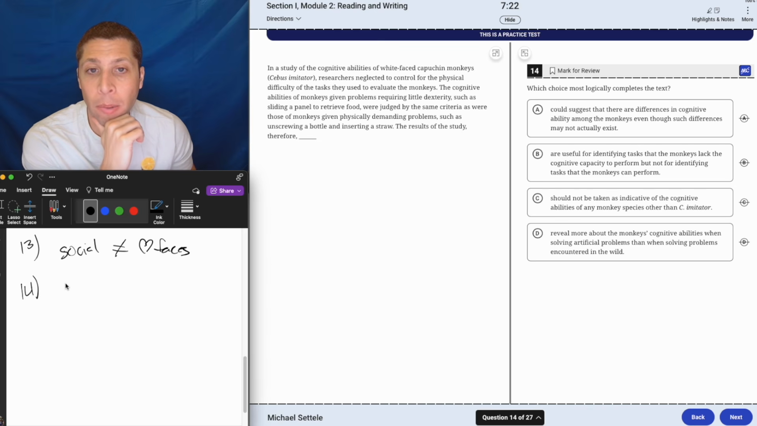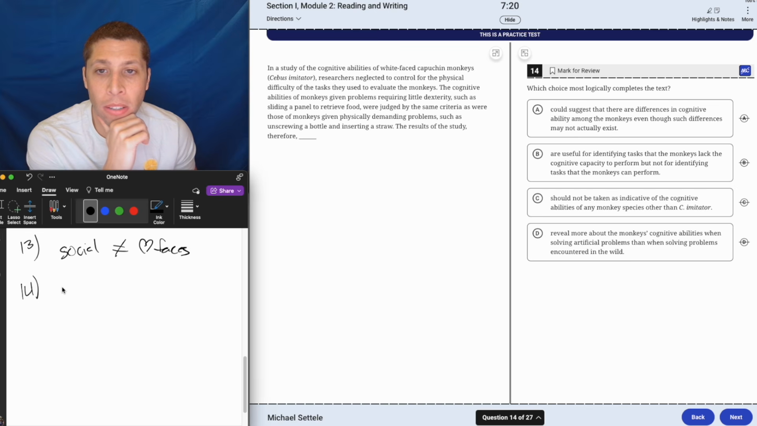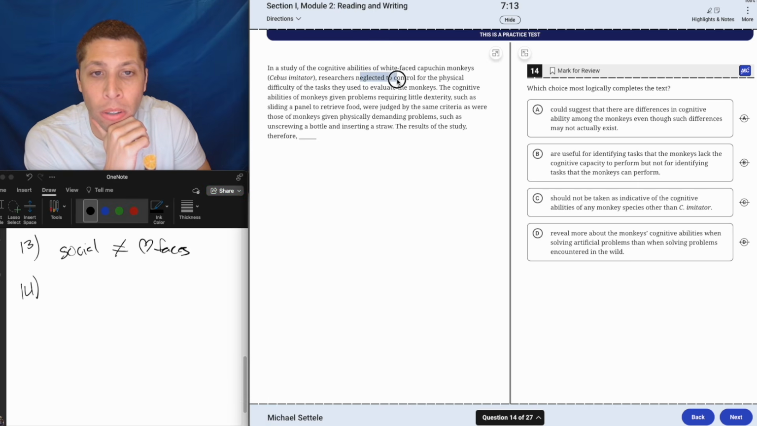In a study of the cognitive abilities of white-faced capuchin monkeys, researchers neglected to control for the physical difficulty of the tasks. So that's important. Neglected to control for the difficulty. Anytime they say stuff like that, you got to pay attention.